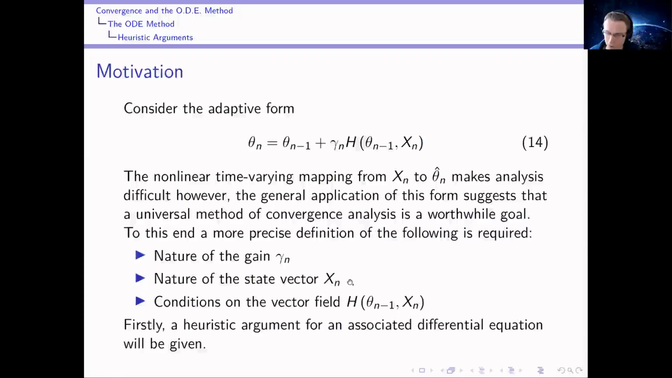We need a general description of the state vector. Many state vector representations can be derived from a Markov chain. This includes a special case for our purposes, which is that the state is independent of the parameter vector. And thirdly, we need to place some conditions on the correction term H, which we'll call the vector field, and then establish an association between parameter updates and the trajectories of theta in the ODE.